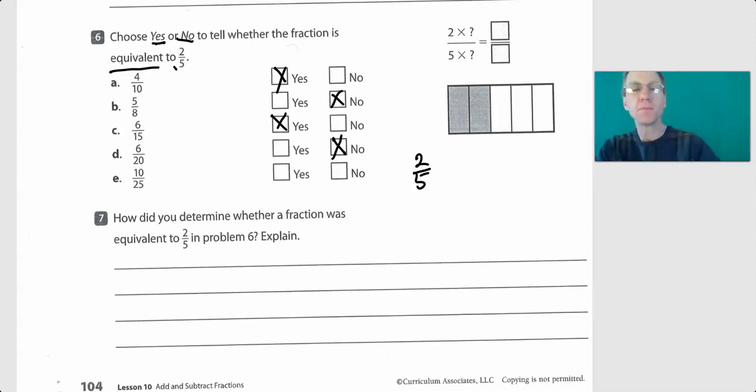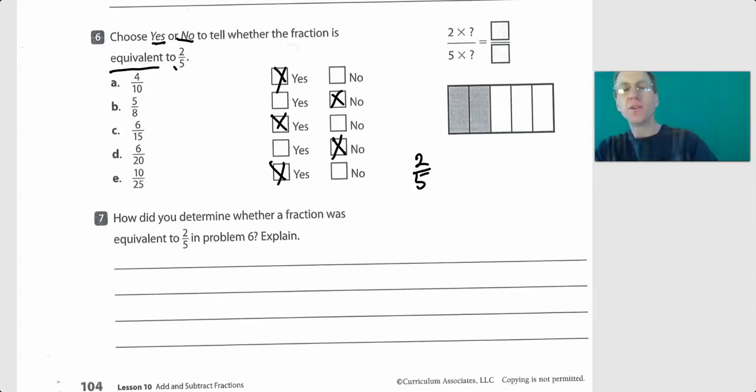Negatory. 10/25. Here we go, 10/25. Is that one going to work? If I do 5 times the number of slices, I can get 25 slices to make a whole. And if I do 5 times more slices than here, 10/25 works. Now remember, they're going to be really small slices, but they will be equivalent. So that works. So that's probably the easiest way to do it.